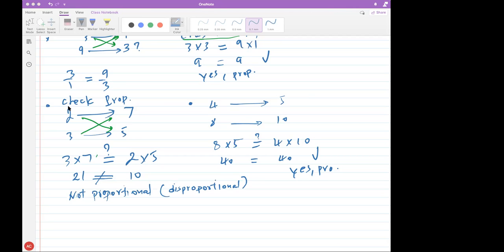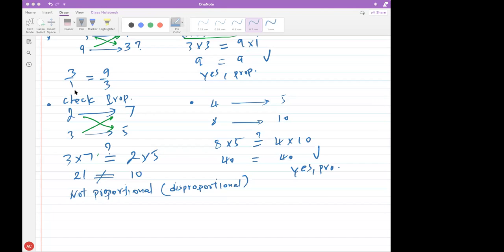So it is proportional when you cross multiply and get two equal numbers. When you get two equal numbers like this, you say proportional. But here, this is not proportional, so it's not a true relationship between those two ratios. They're disproportional.